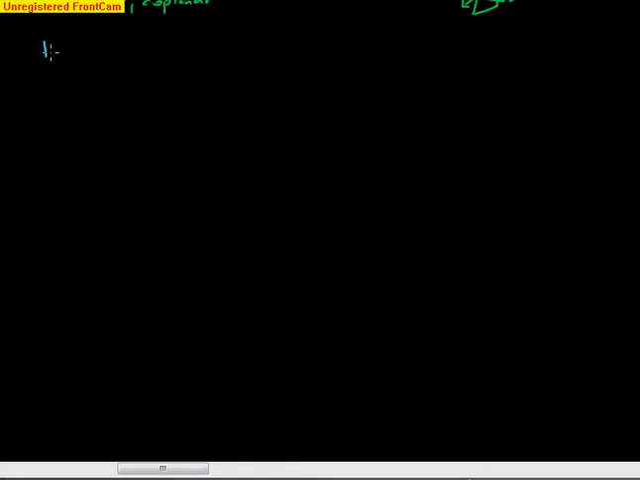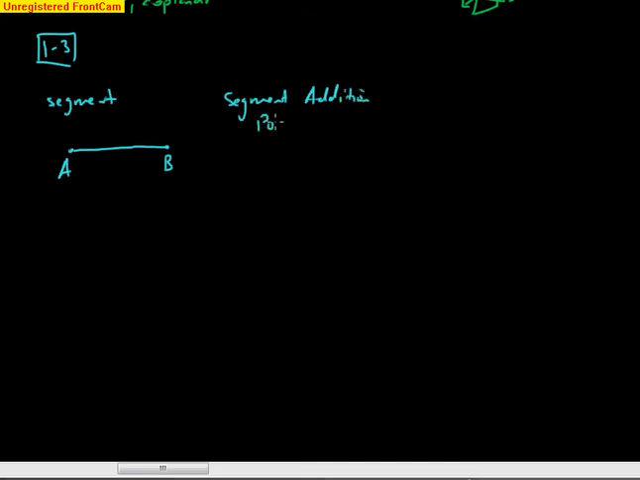Now we're into 1-3. 1-3 was all about these things called segments. So if I have a segment, that means I have 2 points A and B, and it's everything in between. Now, there's this important thing called the segment addition postulate. So say this segment AB had another point on it, call it C right here. So I could take AC, I could add CB, and that would give me AB. This is segment addition, very important concept.